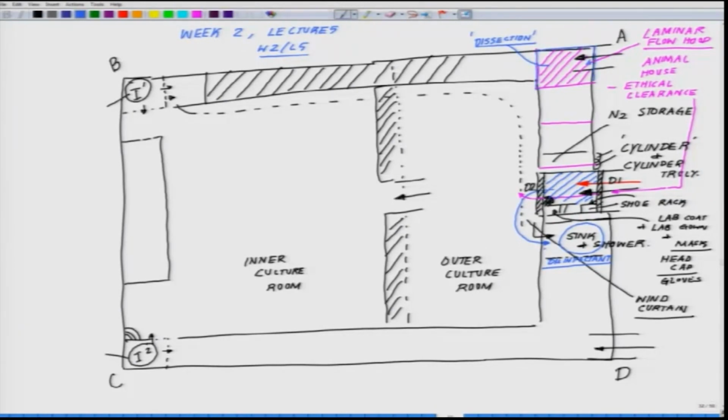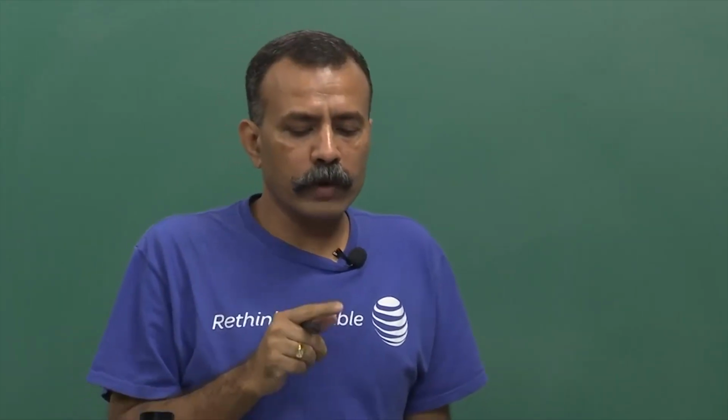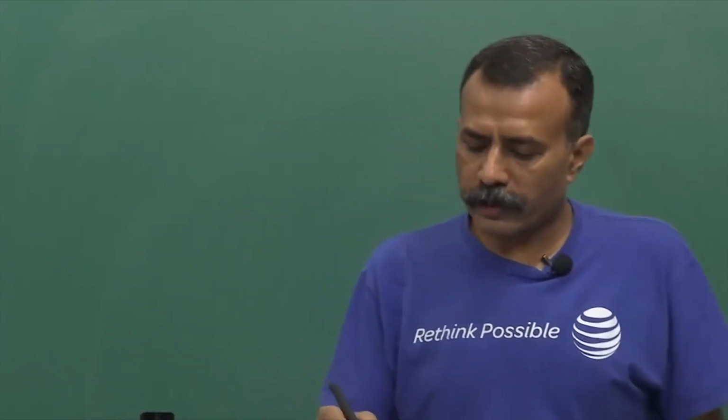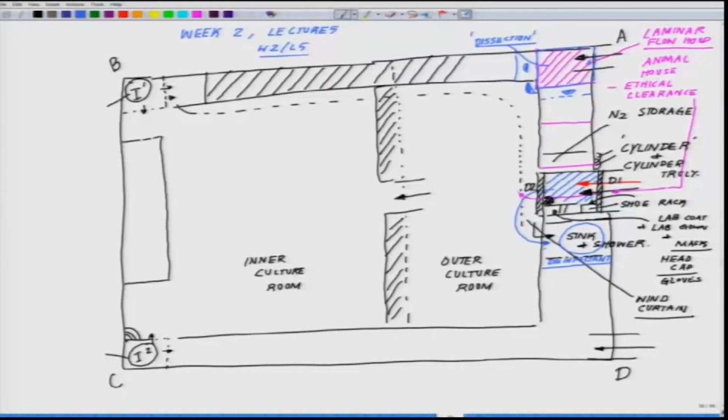hood with a sitting arrangement like this, or sitting arrangement like this, or maybe a sitting arrangement like this. So, before laminar flow hood design, let us decide one more stuff. You get the animal inside, right. So, here you are getting the animal inside the facility.